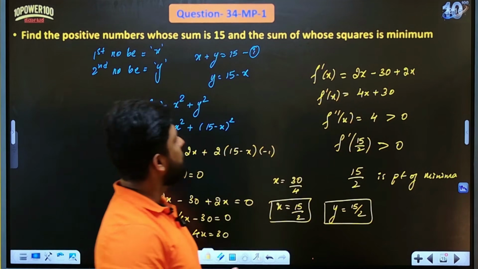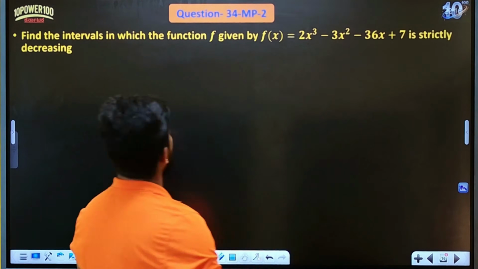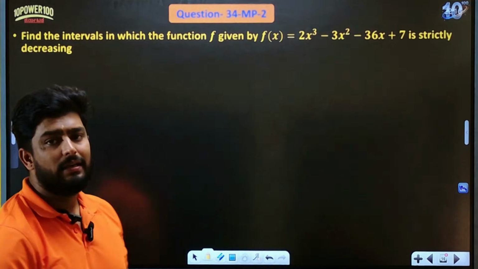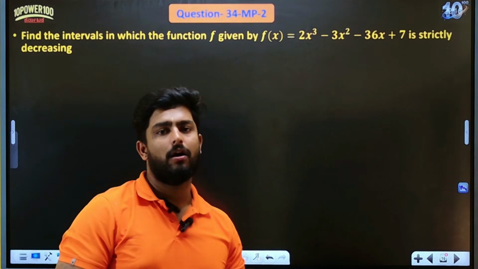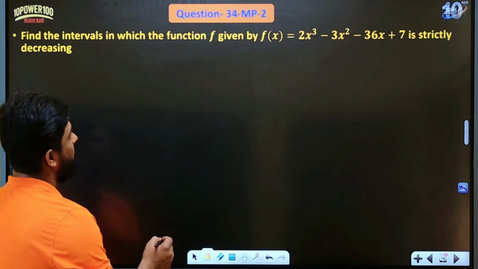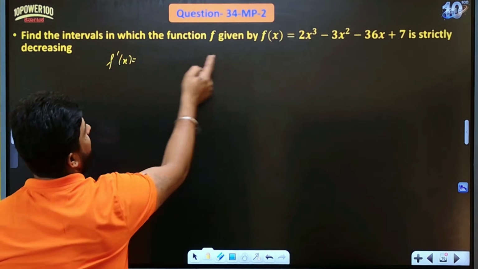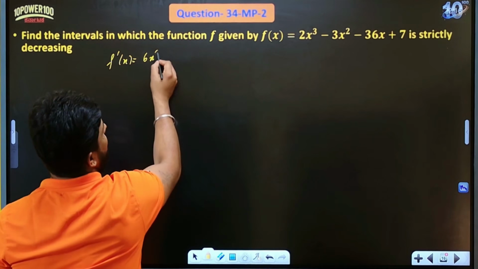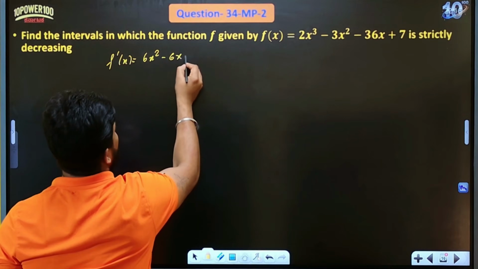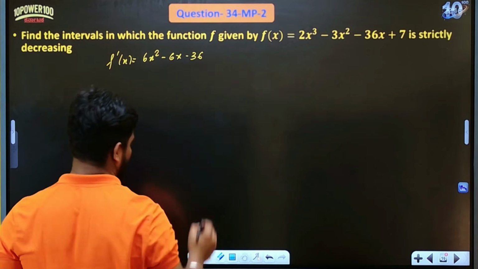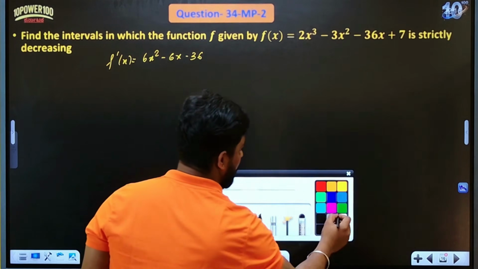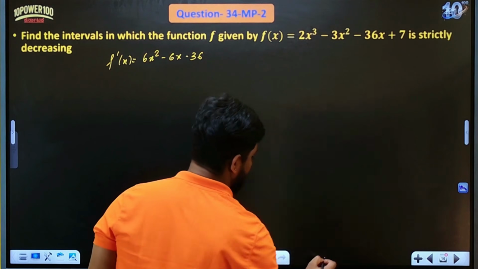Okay, so next question is find the interval in which the function is increasing or decreasing. A simple question, we do it in the same format. Let's write f dash of x. f dash of x is 6x square minus 6x minus 36. After this, follow the steps of increasing and decreasing, kids.